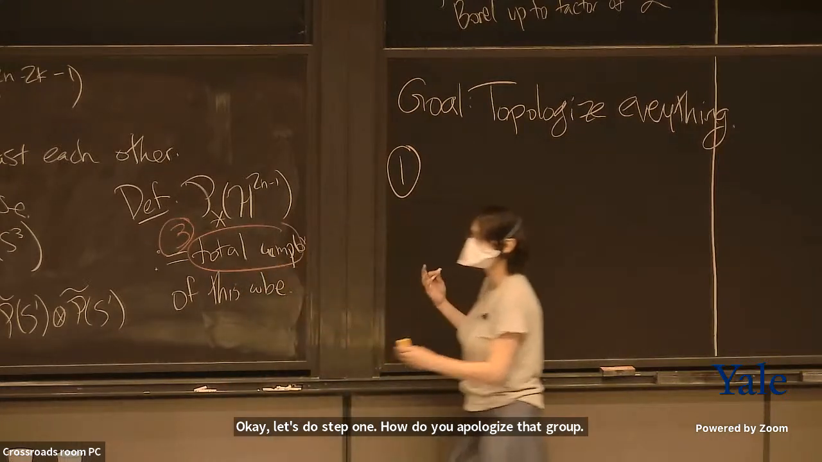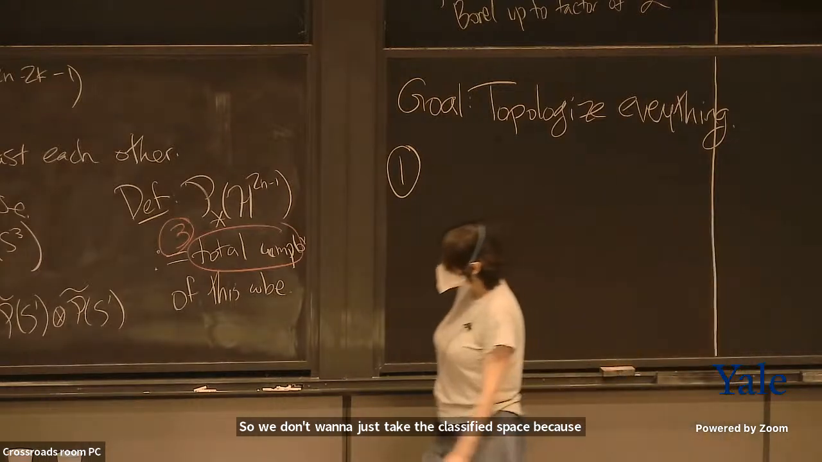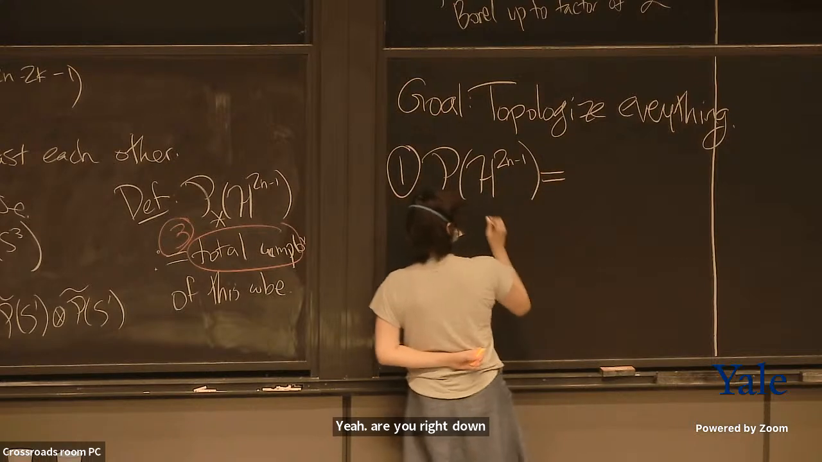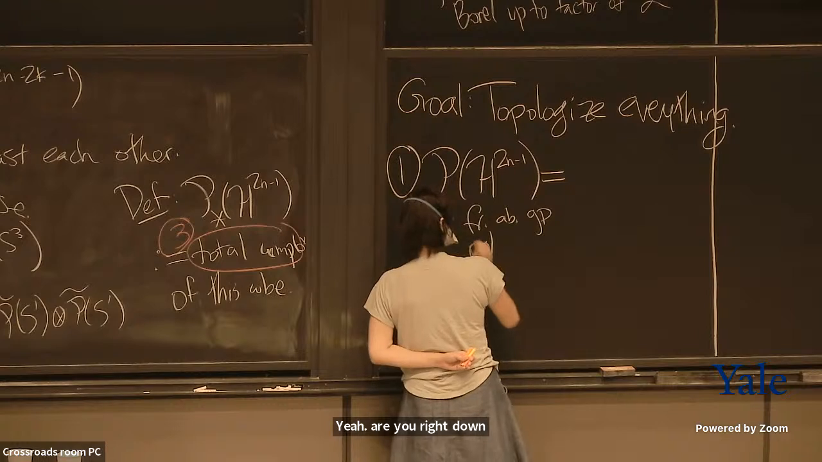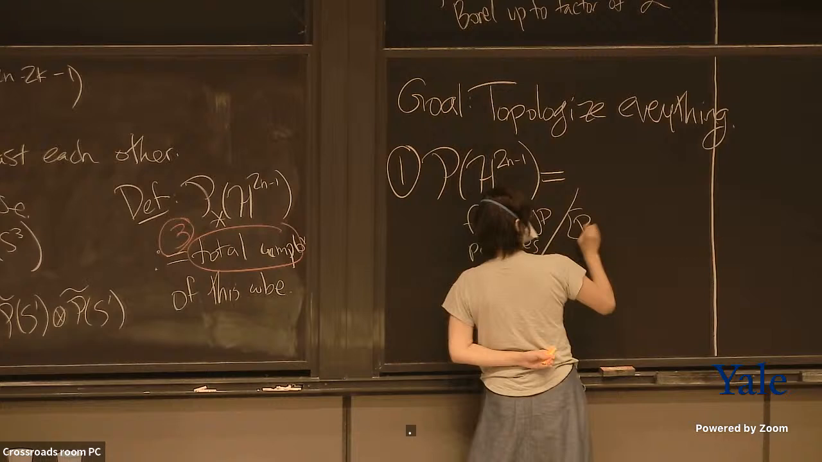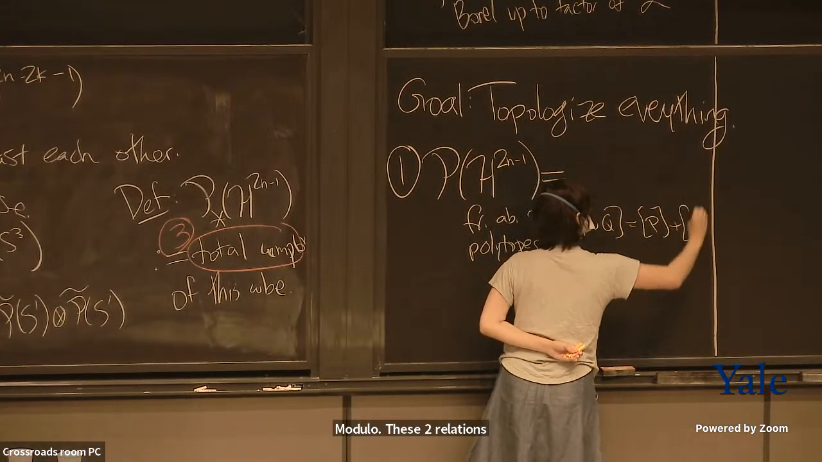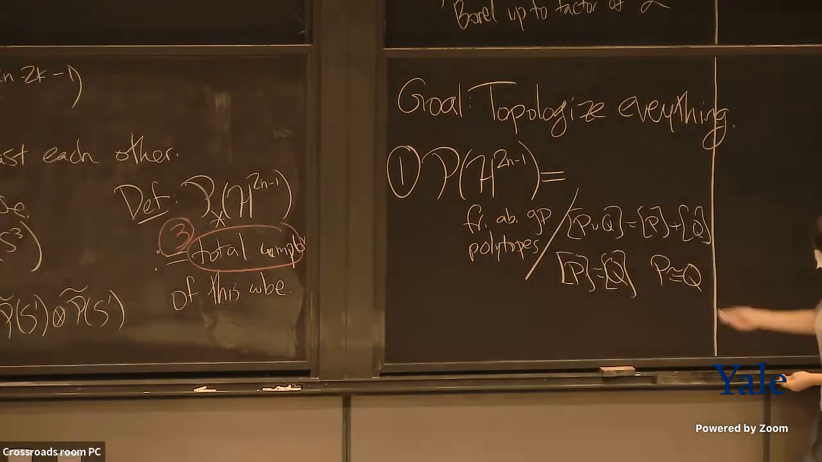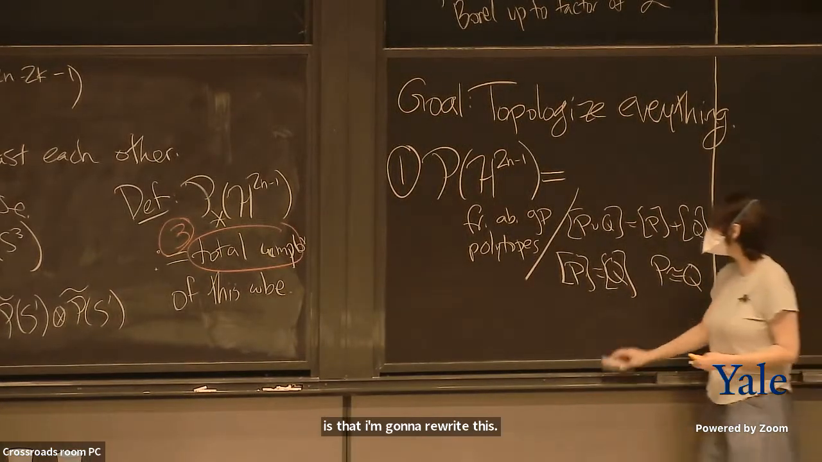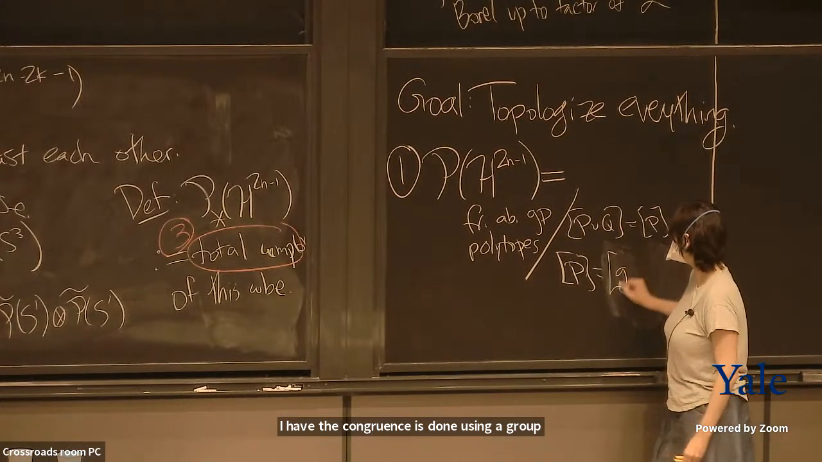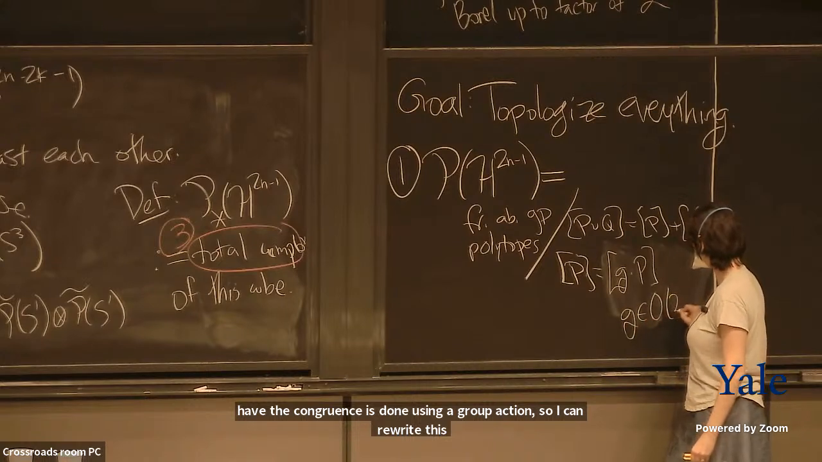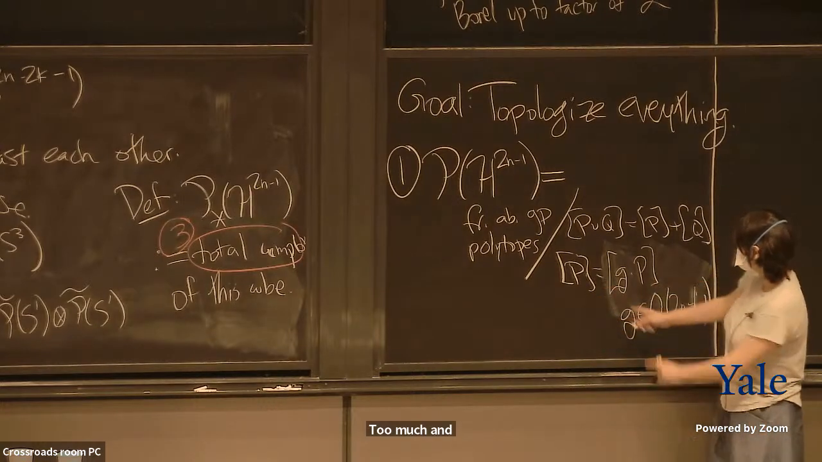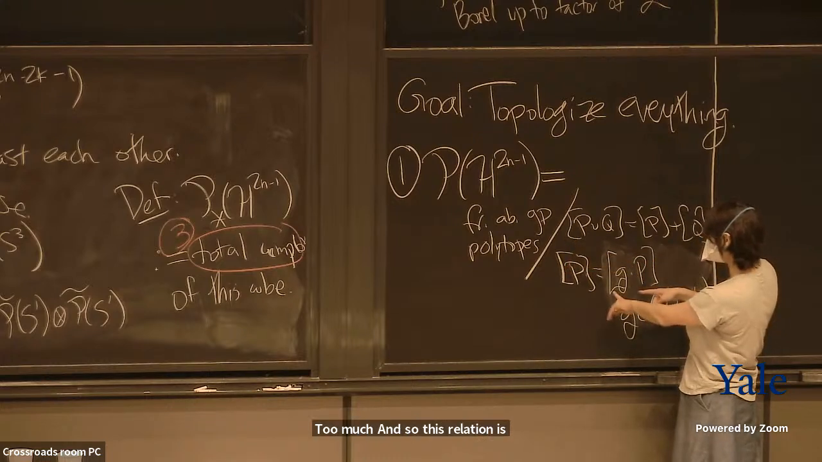So we don't want to just take the classifying space because that won't give us any more data. But I'm going to rewrite down the definition. This is the free abelian group on polytopes modulo these two relations. So the first observation is that I can rewrite this. The congruence is done using a group action. So I can rewrite this as P equals g acting on P for g inside the isometry group. And so you can see that this relation is equivariant with respect to this group action.